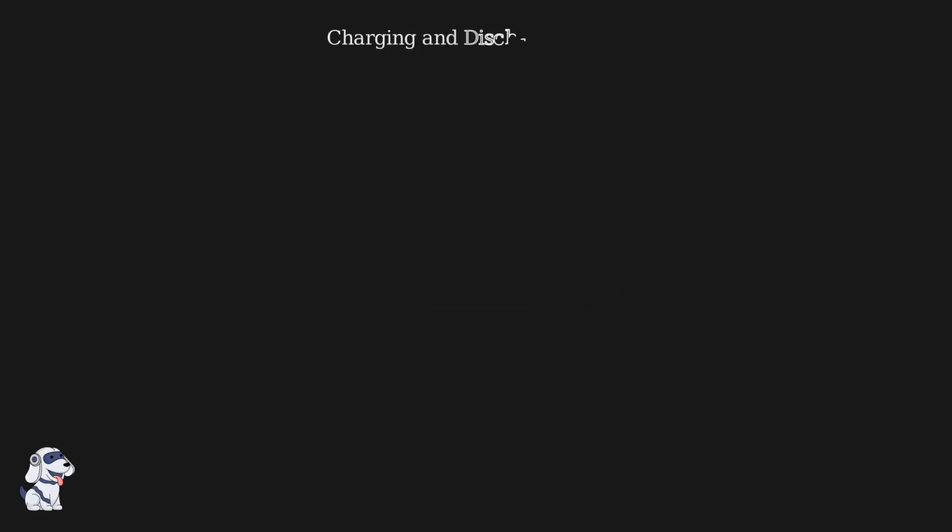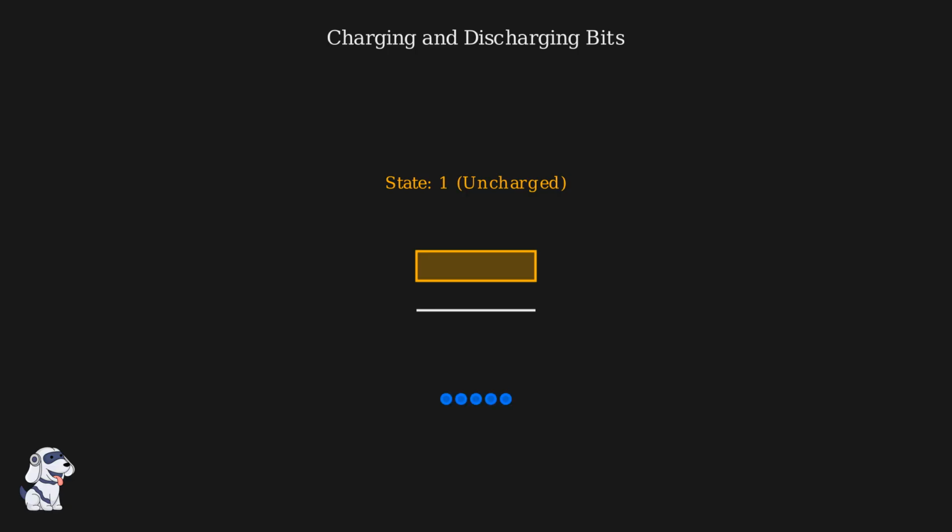In a solid-state drive, data is written by manipulating the voltage threshold of a memory cell. By applying a high voltage, we force electrons to jump through an insulating layer onto a floating gate. Watch as the voltage surge pushes these electrons through the barrier. This process, called quantum tunneling, traps the electrons on the gate, changing the cell's electrical threshold. This trapped charge represents a binary 0.